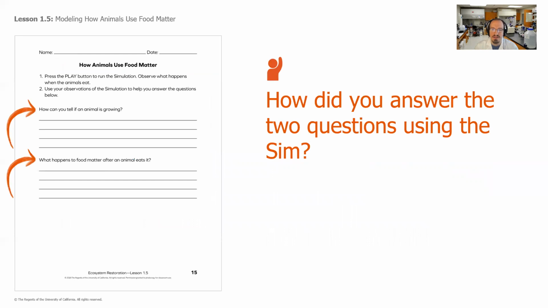So how did we answer these 2 questions using the sim? I'm going to have the 2 questions pop up one after the other. As you're using the sim, it's a good idea to write them down on paper. Once you feel you have a good answer to each question, you'll answer the first one over here, and then the second one will pop up right after it. So how can you tell if an animal is growing? And what happens to food matter after an animal eats it?